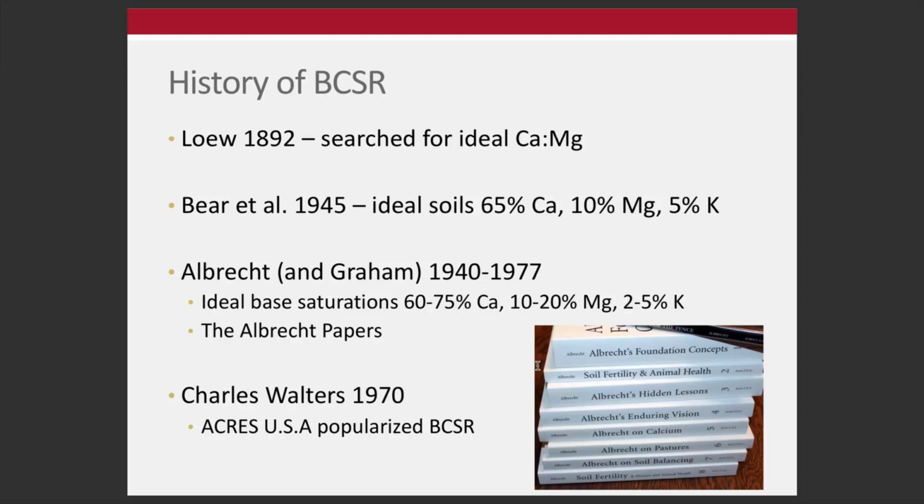Charles Walters in the 70s, with the publication of this popular magazine, Acres USA, you might have heard about. It's primarily an organic and sustainable ag magazine. It really popularized this idea of BCSR, and really took these base saturations, which is what Albrecht talked about, 60 to 75, 10 to 20%, and turned them into ratios. So he just made it a calcium-magnesium ratio and talked about the ideal ratio, the ideal range of ratios. Okay.